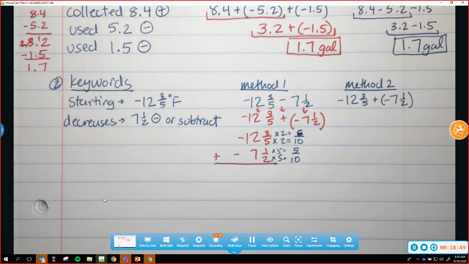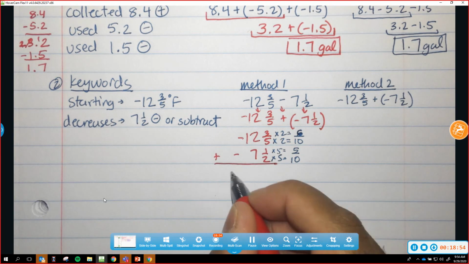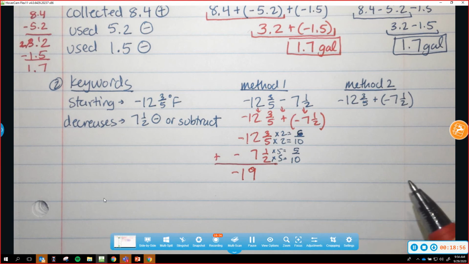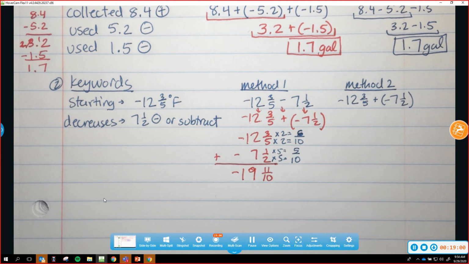Same sign means I can add like normal. Negative 12 plus negative 7 will get me negative 19. 6 plus 5 will get me 11 tenths. Now, Myra, what's wrong with 11 over 10? What's wrong if I just leave it as 11 over 10? It's not a fraction, it's improper. There you go, it's improper.